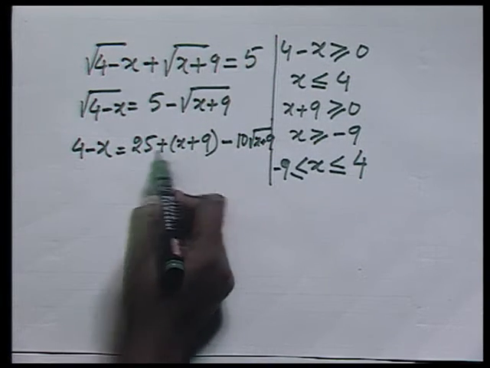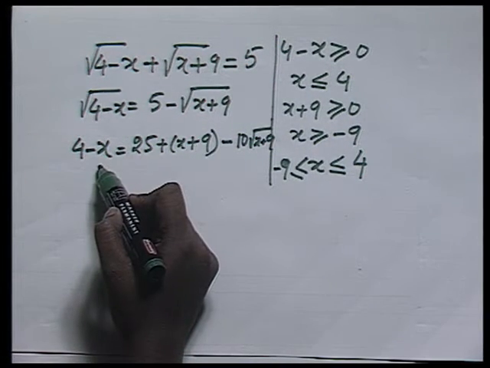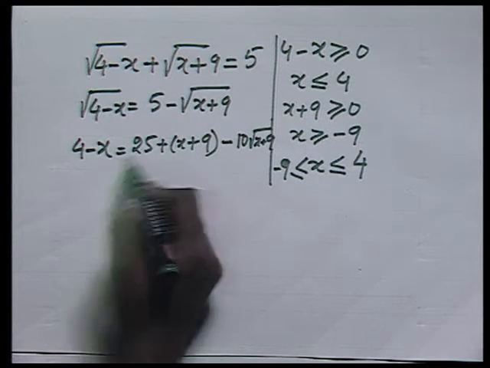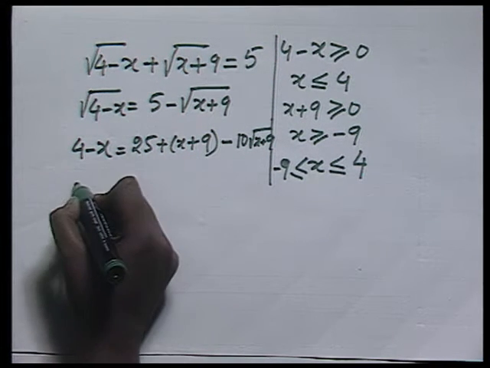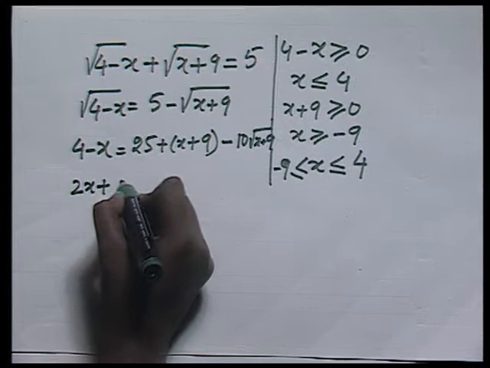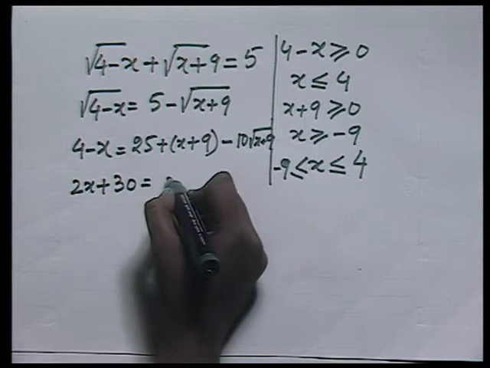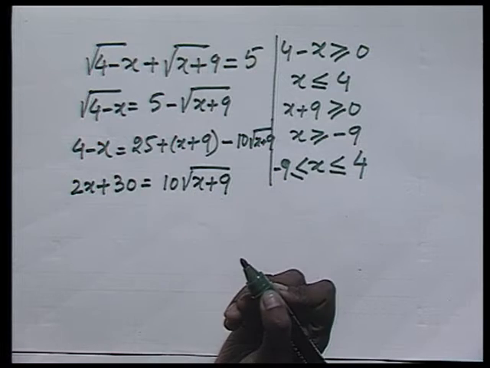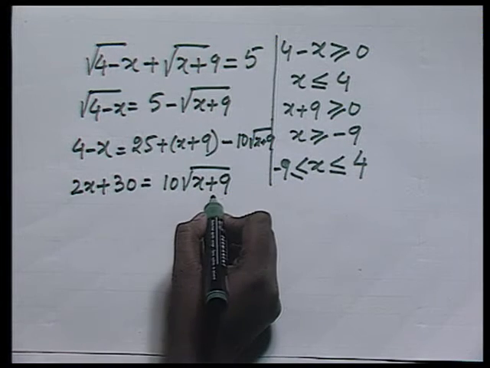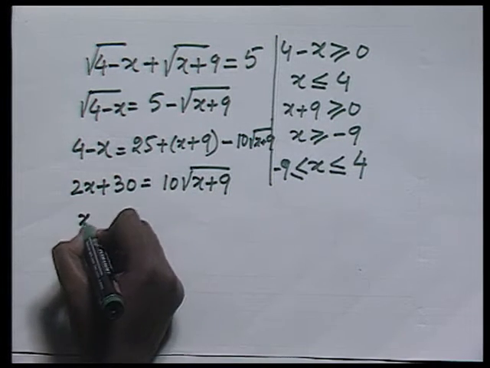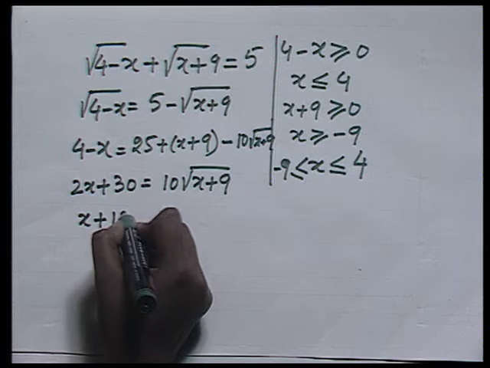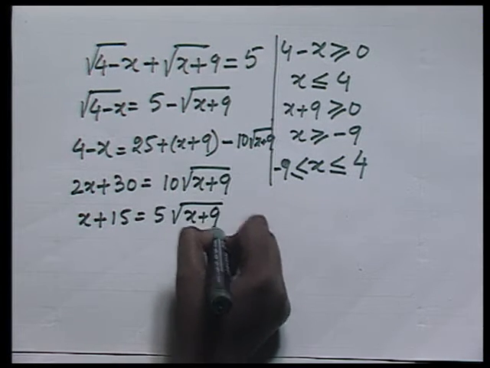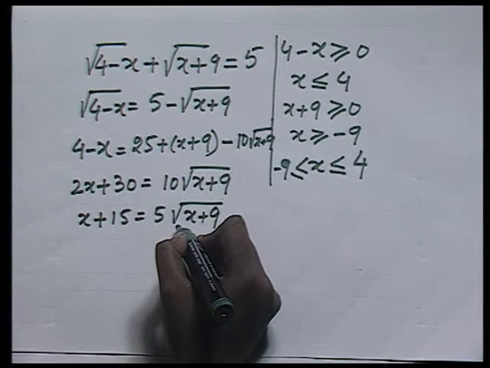Now, taking these expressions to the left hand side, that means those expressions which do not have radical sign, to the left hand side we have 2x plus 30 is equal to 10 under root of x plus 9. Dividing throughout this equation by 2, we finally get x plus 15 is equal to 5 under root of x plus 9. But what do we have here?